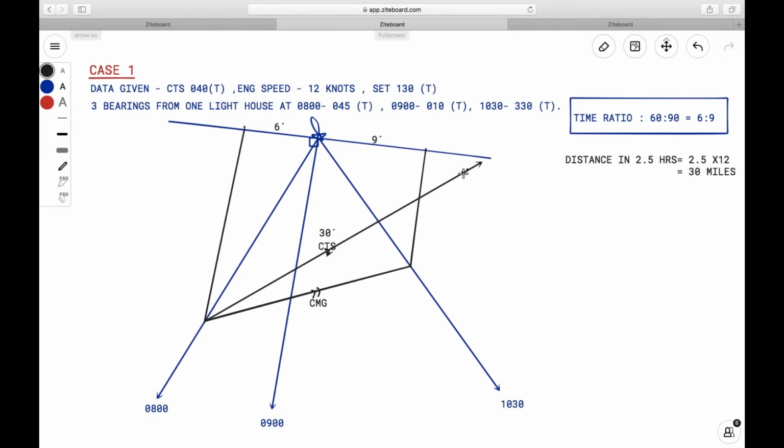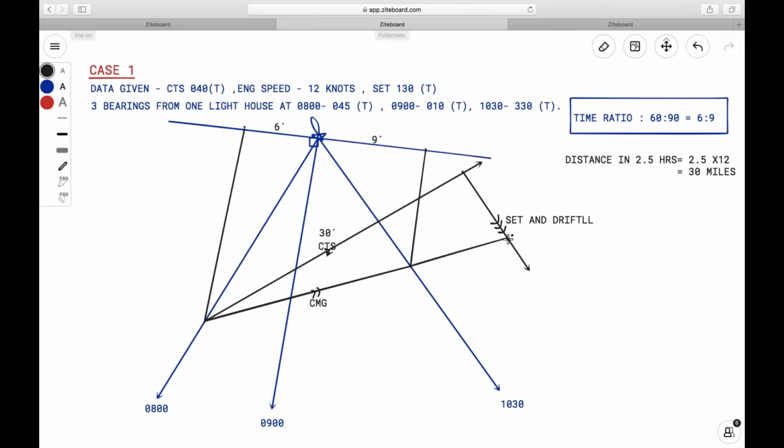In that position, next thing you need to do is apply your set. That's 130. For the set of 130, you just apply 130 set. This is somewhat like this. So this is your set, indicated by 3 arrows. So this is your set and drift. And if you extend your CMG from here, the same line, we are meeting somewhere on this set and drift, and that point is here. That's an important point for us.